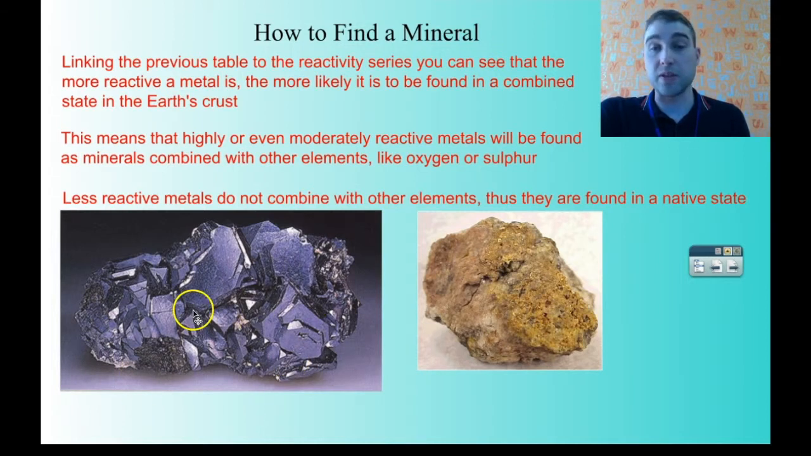So down here, this is a picture of galena. This is where we get our lead from. So it's lead sulfide with other bits and pieces. So it's combined with sulfur in the environment. The less reactive metals don't react with the other elements because they don't easily oxidize. And if they don't easily oxidize, they don't produce ions.